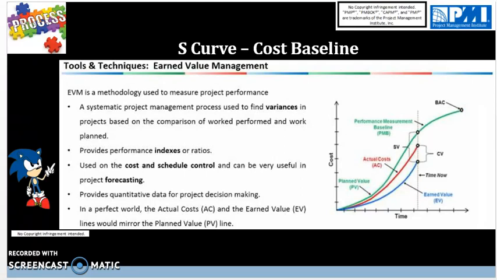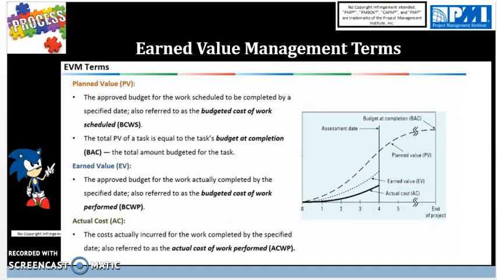And then next slide here, we have earned value management terms. So planned value is the approved budget for the work scheduled to be completed by a specified date, also referred to as a budgeted cost of work. And then the total planned value of a task is equal to the task budget at completion, is the total amount budgeted for the task. That's what planned value is.